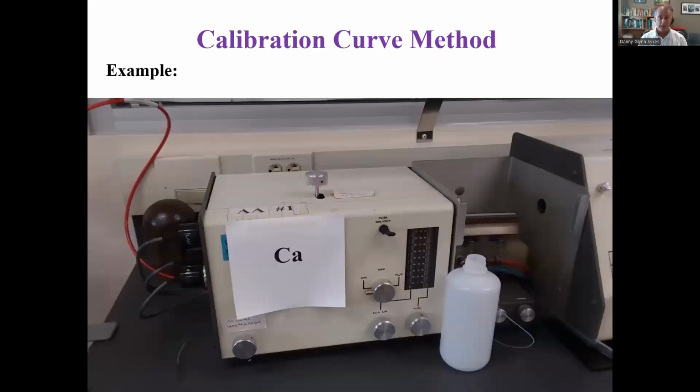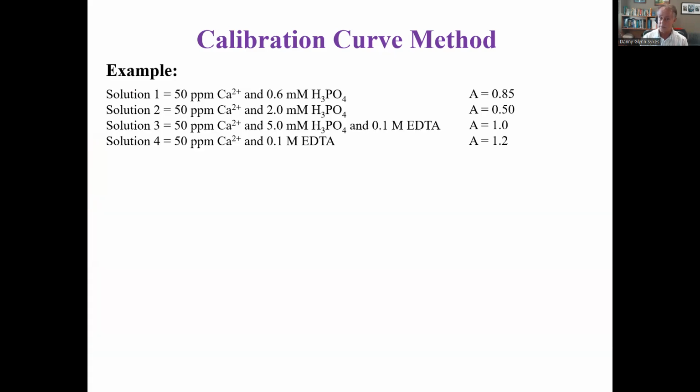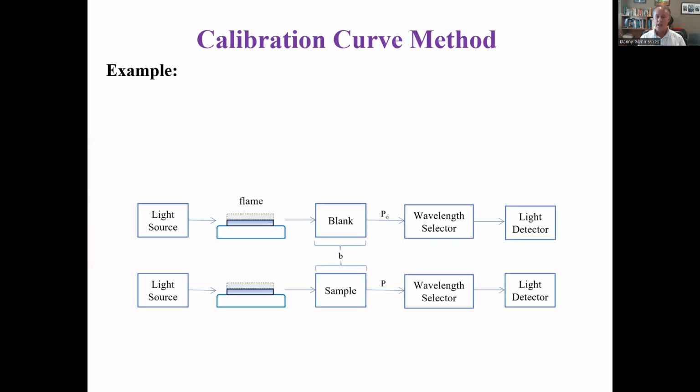My air acetylene flame is not hot enough to be efficient at breaking those bonds. If I'm not efficient at breaking those bonds, I'm never going to atomize the calcium, so I'm going to get a reduced signal. My instrument will think there's less calcium than there actually is, and therefore I see smaller signals. As the concentration of phosphate increases, I have smaller and smaller signals.